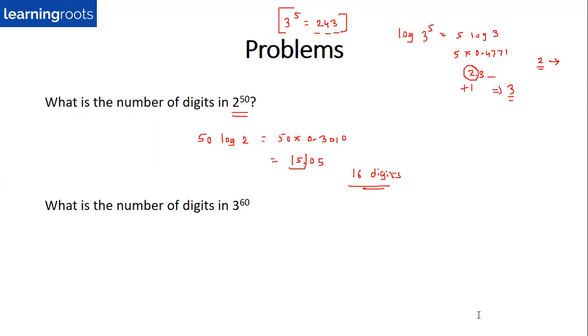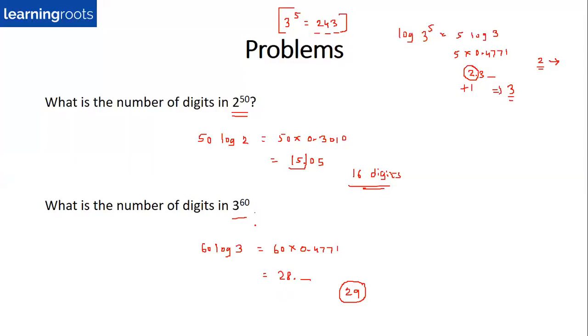Yes, pretty simple, 29. Now you need to find the number of digits in 3 raised to 60, right? So this is going to be 60 log 3. If you know the value of log 3, then it's a cakewalk for you. It's 60 into 0.4771. If we multiply this, we'll get 28 point something. So this 28 plus 1 is 29. There will be 29 digits in 3 raised to 60.